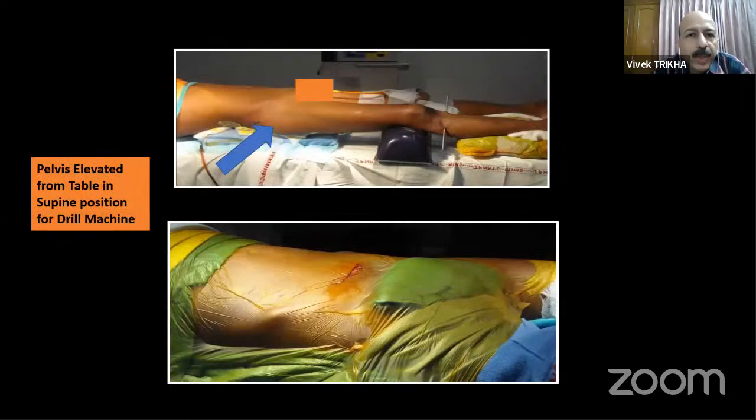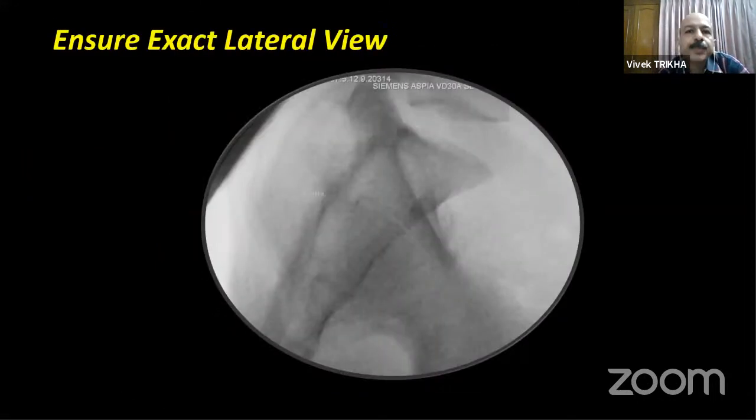When we do it in a supine position, what we try to do is keep the pelvis and the body elevated. Because it's not on the table, we keep it around 6 inches more elevated, because if you're putting in an SI joint screw, your screw direction has to be from posterior to anterior, and your drill machine is going to be touching and obstructing the OT table. So ensure that your table and the pelvis are higher, around 4 to 6 inches, so that you can get the proper trajectory which you want for putting in the iliosacral screw.